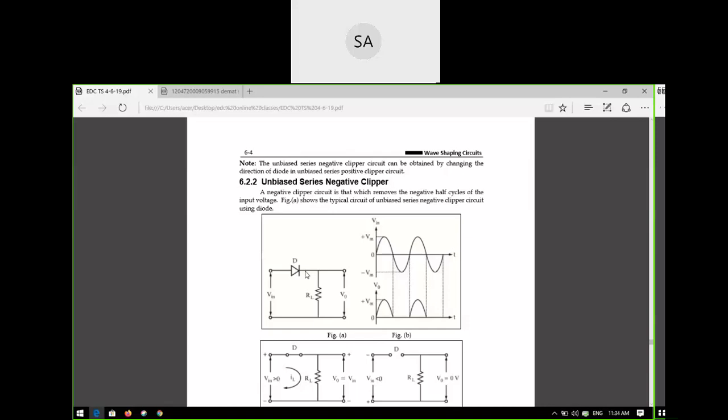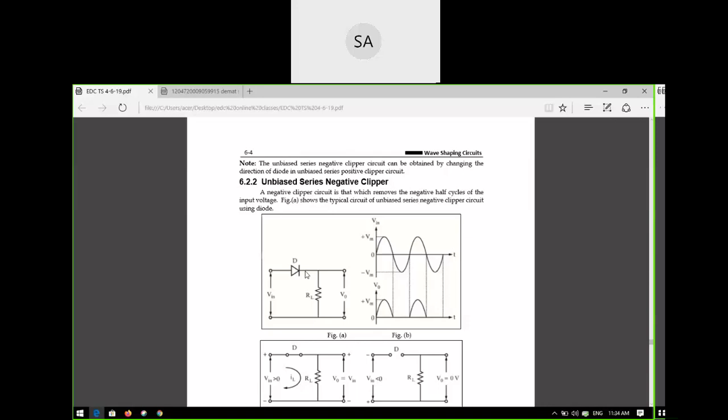The diode is in forward bias, sir. Very good. So what happens in the circuit? It is forward biased, which means the diode will be open circuited or short circuited? Short circuited, sir. Short circuited means what is the output voltage then?